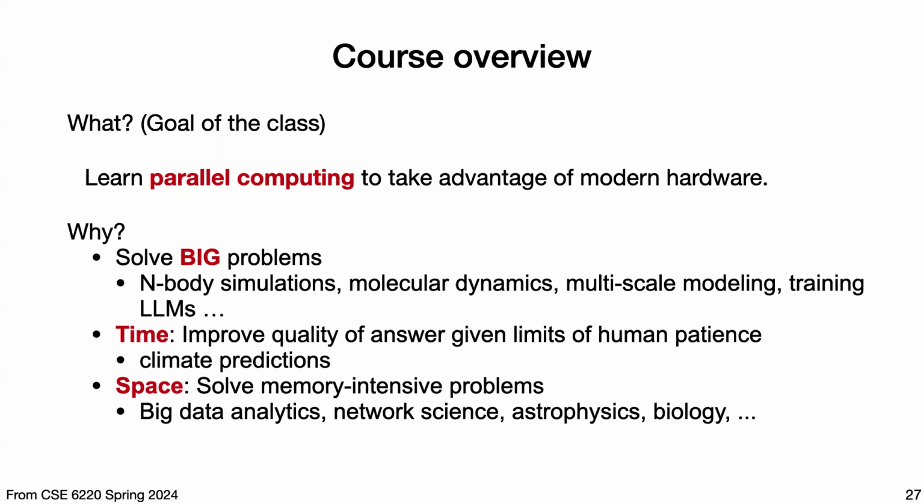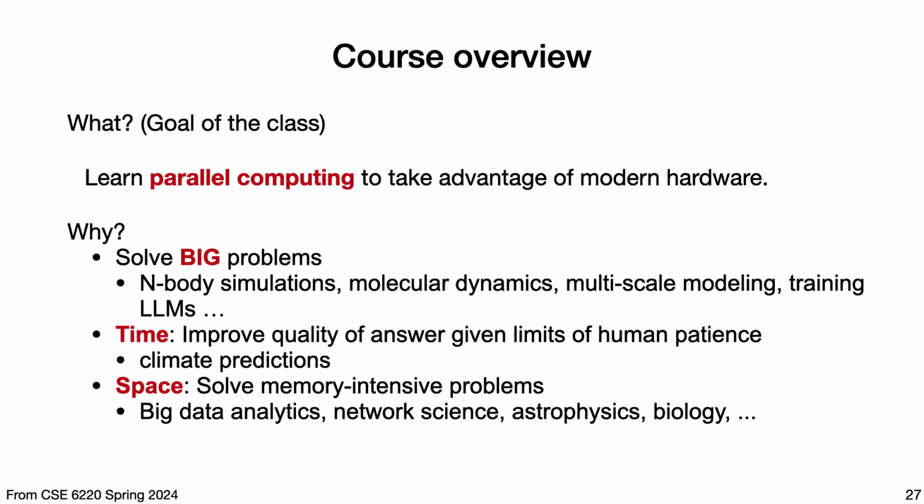Why are we interested in this? To solve big problems. These are classical applications: n-body simulation, molecular dynamics, multi-scale modeling. Obviously nowadays training LLMs is a huge problem that people are interested in doing in parallel. You also want to solve big problems faster, because as problems grow, regular methods make it not possible to eventually finish the problem. You need parallel computing to even have a hope of solving it in reasonable time.